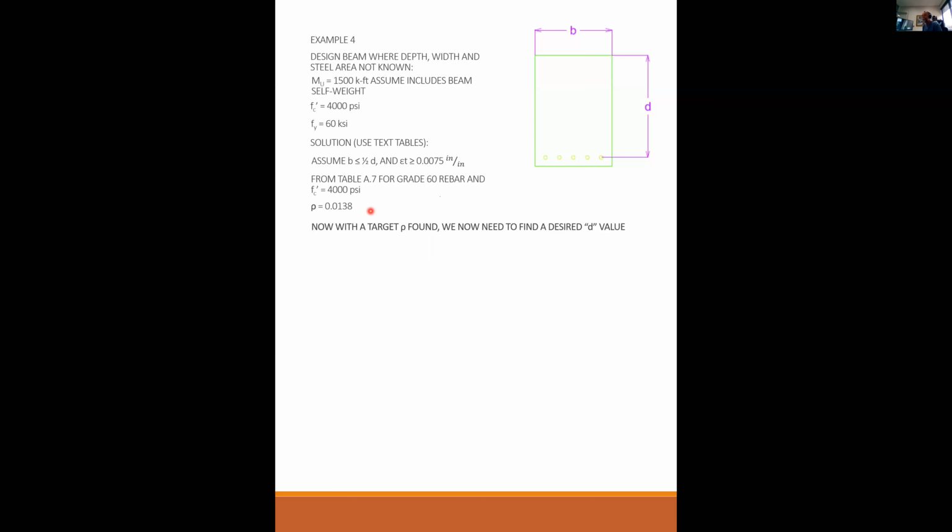And if it works super easy, then I might make it less than 3 feet. If it's working really hard, I might make the width a little bit wider to get all the steel that I need in there. But it's still, in the real world, kind of an iterative process.